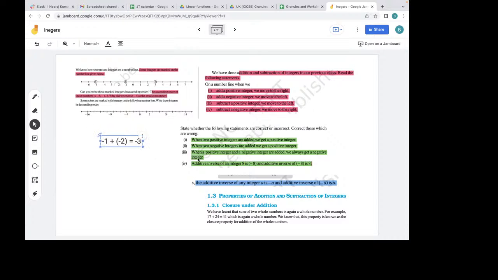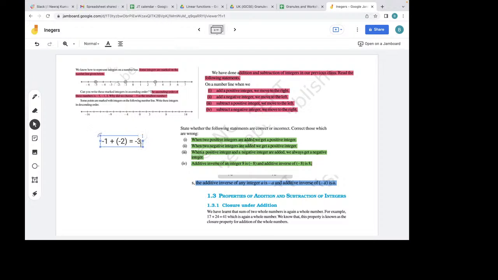So what have I got? Have I got a positive integer or a negative one? Clearly we can see we got a negative integer, that is -3. So that means the second statement is absolutely incorrect.